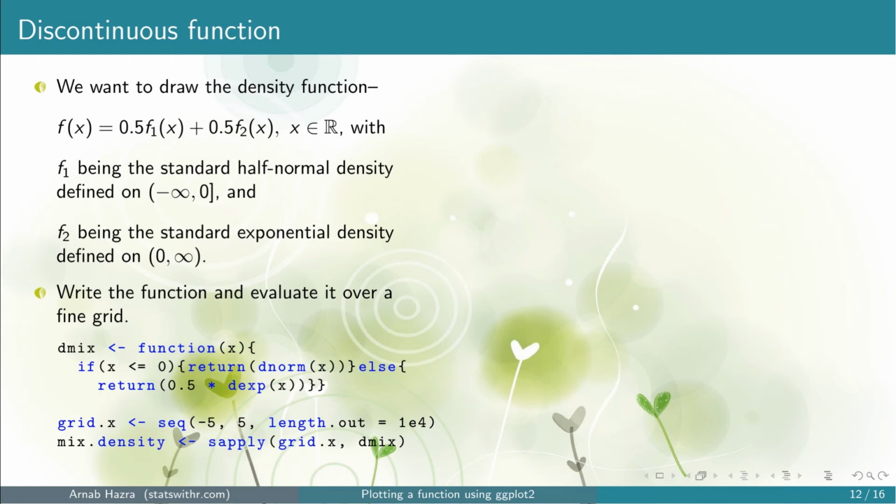Then we consider the interval between -5 and +5. The most interesting point of this density function is at 0, and so we consider an interval around that. We create a fine grid, grid.x, over that interval and consider 10,000 grid points. In the last line, we evaluate the function dmix over that grid.x and store the outputs into the vector mix.density. Now we just need these two vectors, grid.x and mix.density, and forget about the rest.